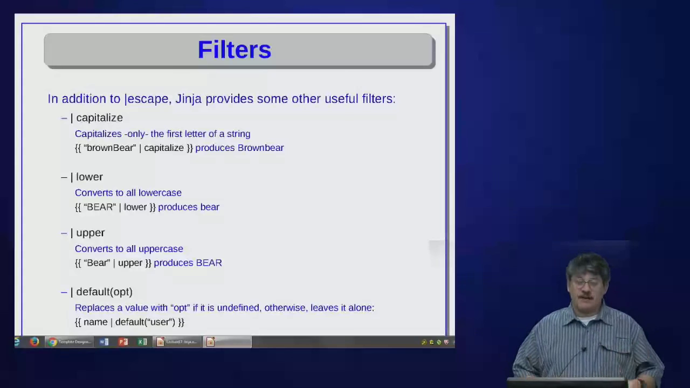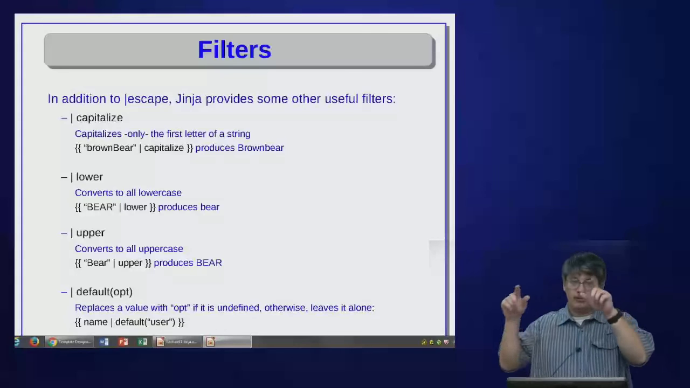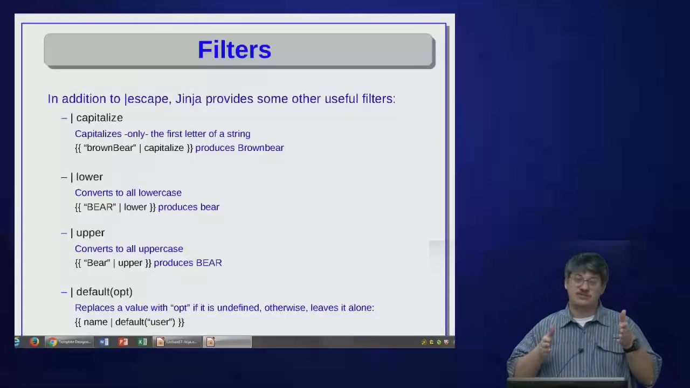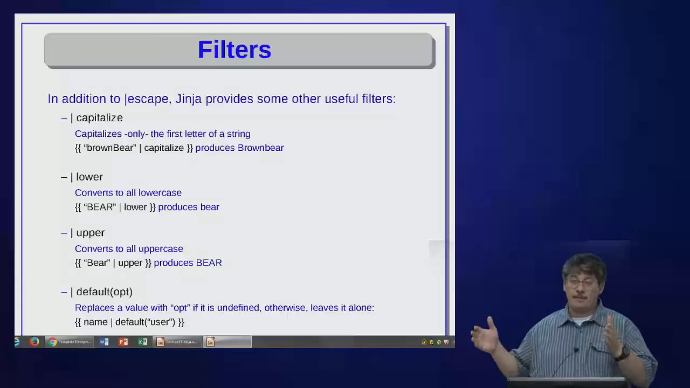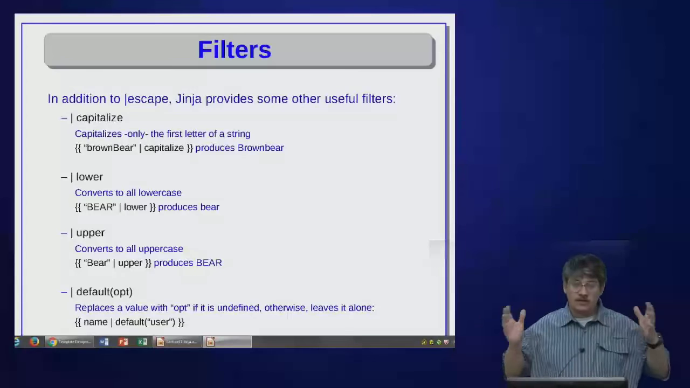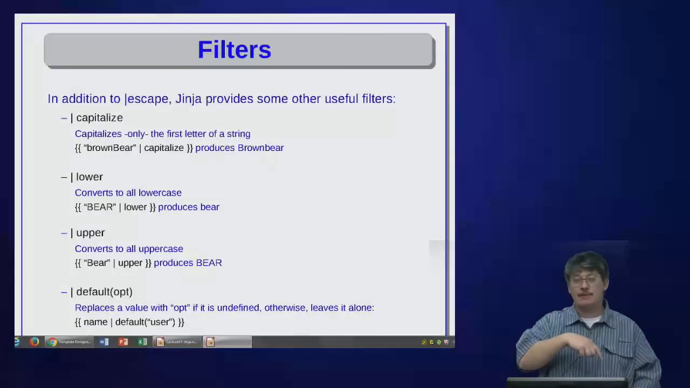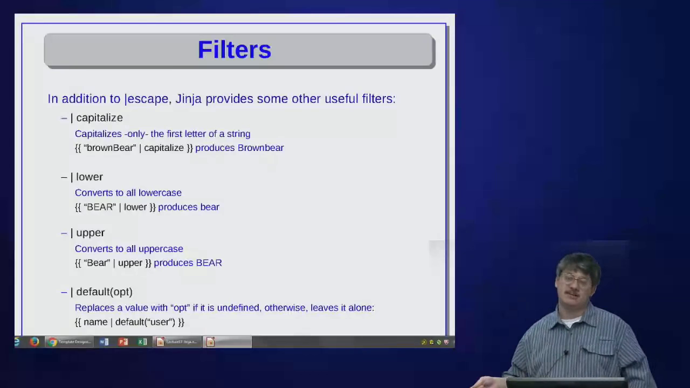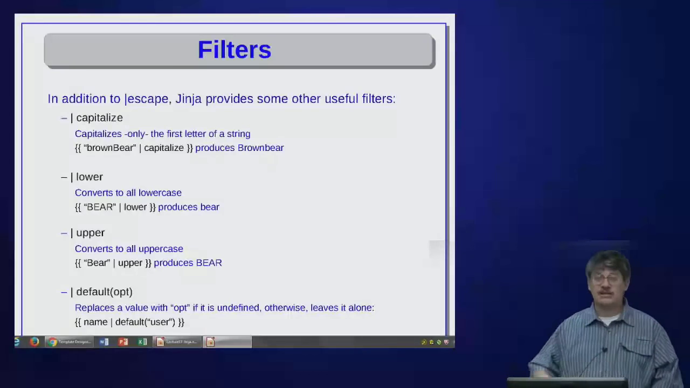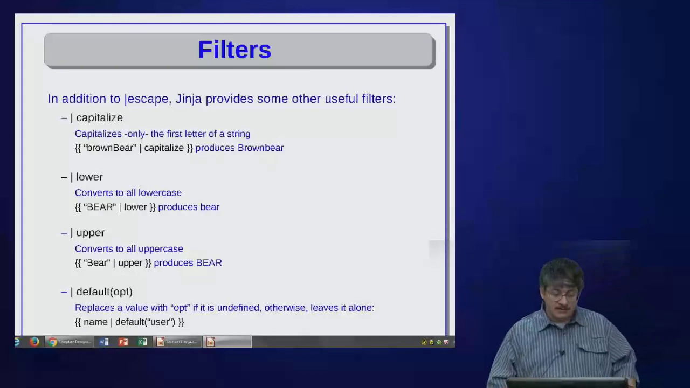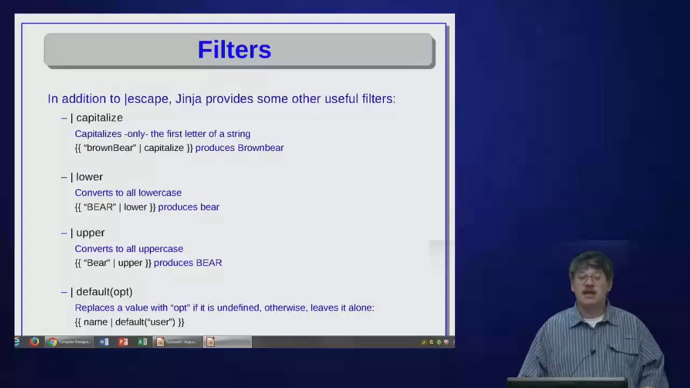So for example, if I do curly brace, "brown bear", notice I have double quotes, so this is a string literal, and I pipe it through capitalize, it'll replace that whole expression with just "Brown bear" with a capital B. And notice that I used to have a capital B in the middle of the word. That becomes a lowercase letter. Similarly, I can use the lower filter to convert all the letters to lowercase. And I can use the upper filter to convert all the letters to uppercase.